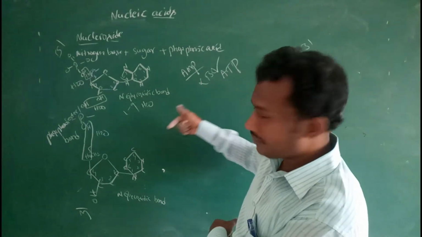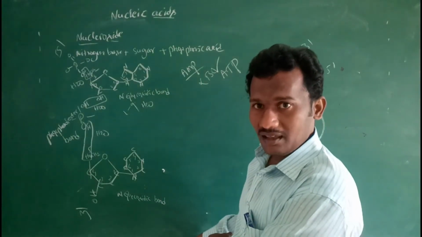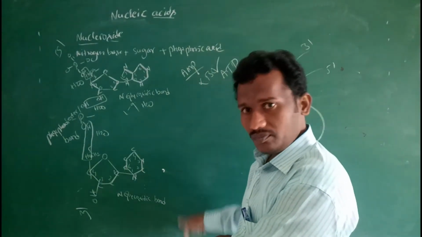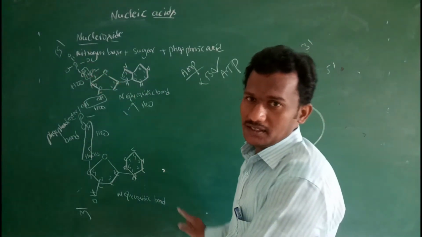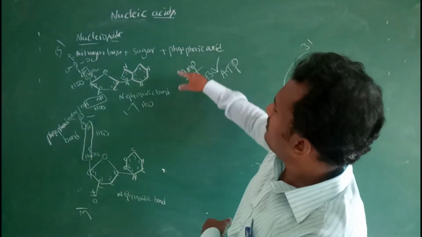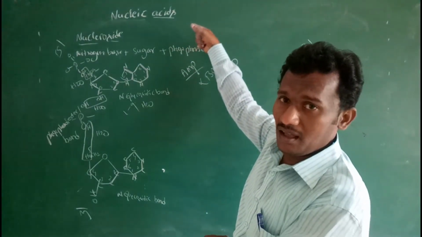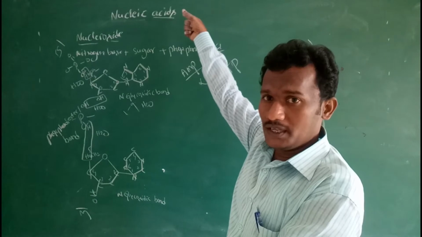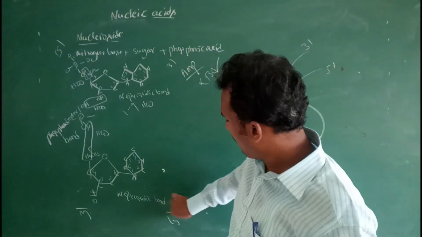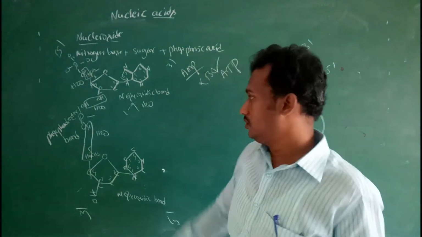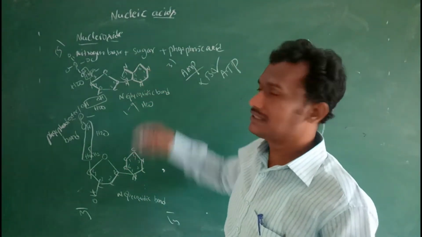In this other strand, at this end, at the 5th carbon position, a phosphate moiety is present. This is called the 5' end. In the same strand, at the other end, at the 3rd carbon position, an OH group is present. This is called the 3' end, and 5' end. So that is polarity.